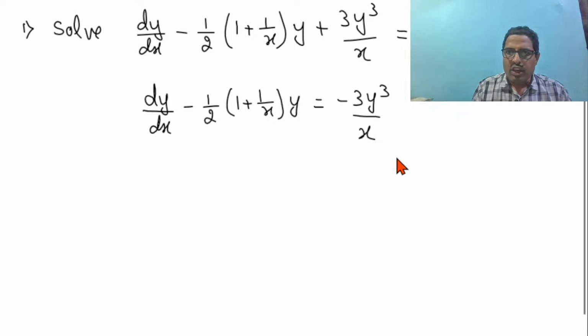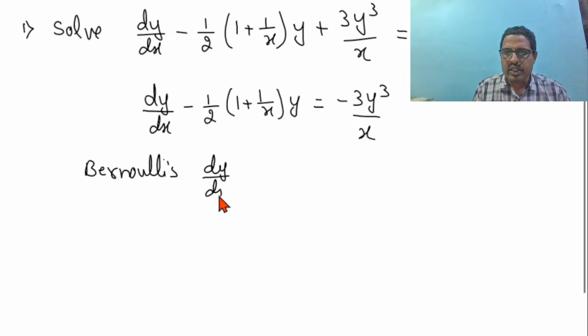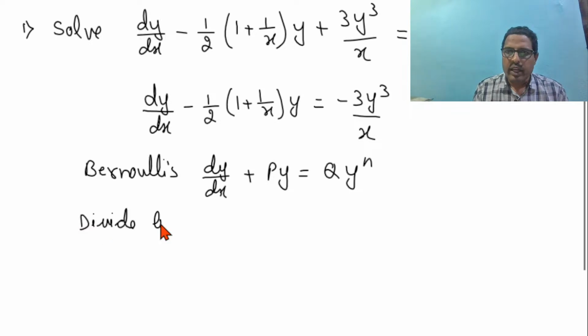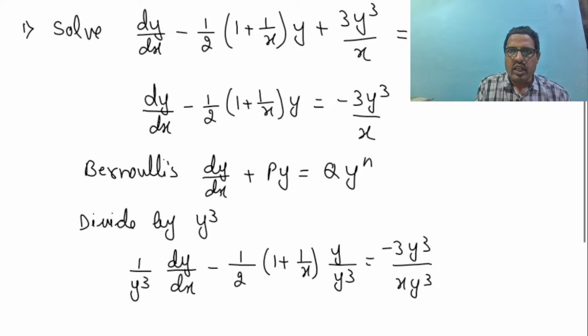So this equation is of the form dy by dx. We know the Bernoulli's differential equation. The Bernoulli's differential equation is of the form dy by dx plus p times of y is equal to q into y power n. So you can see that you have y cube, therefore divide by this y cube, and y cube and y cube will get cancelled. One y cancels out, you will be left with y square over here.